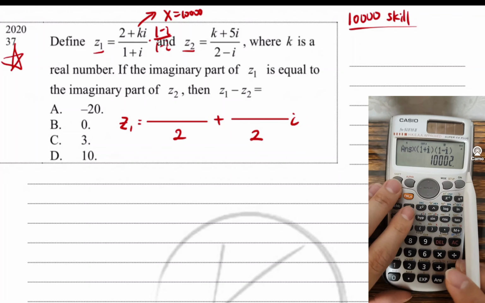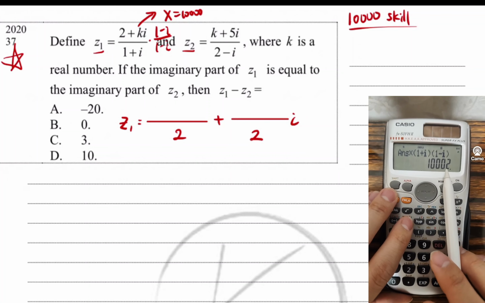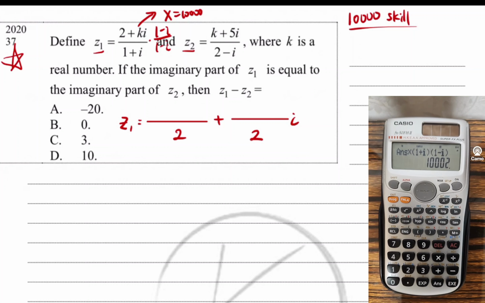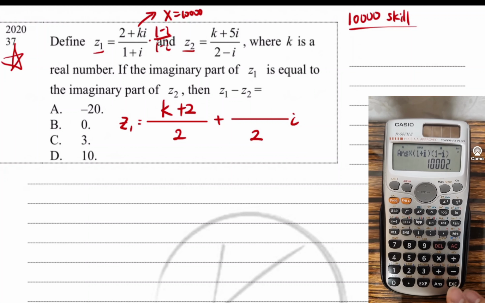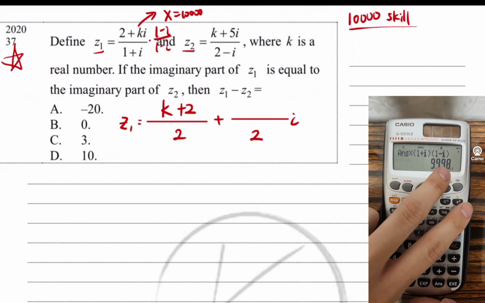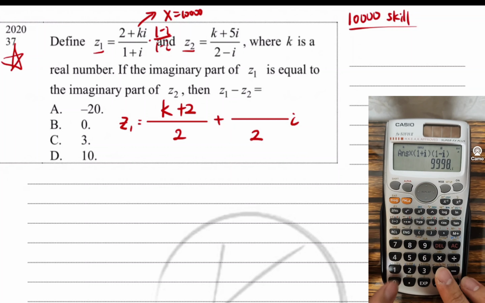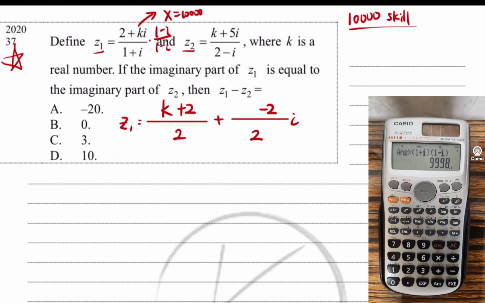10,002. This means what? You have minus 2 to make it become 10,000, right? So it becomes k plus 2. Next, for the imaginary part, you get 9998. You plus 2 to it, so it becomes minus 2, and you get 10,000, so 10,000 is k. So you already get the imaginary part very quickly.